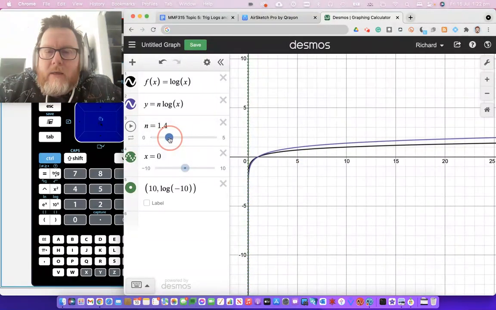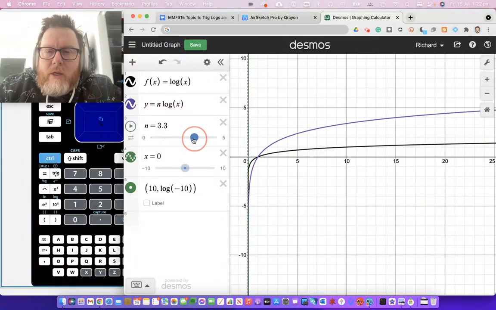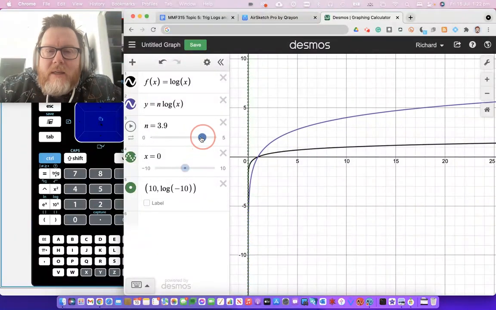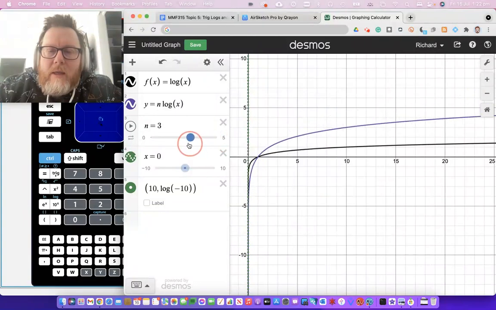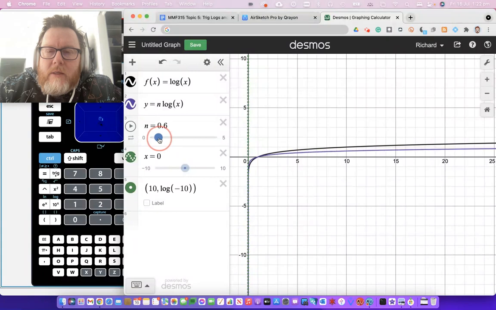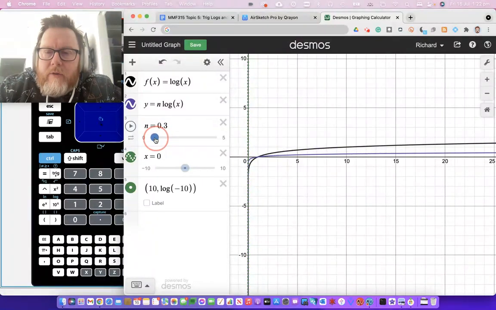As I increase n, it looks like it's a translation, doesn't it? But have a look at the x-intercept. It's not moving. So it is stretching away from the x-axis. It's stretching parallel to the y-axis, in the same direction as the y-axis. So as I increase n, it stretches away. And as I decrease n below 1, it is compressing towards the x-axis, in the same direction as the y-axis. Okay, so it's just getting flatter and flatter.